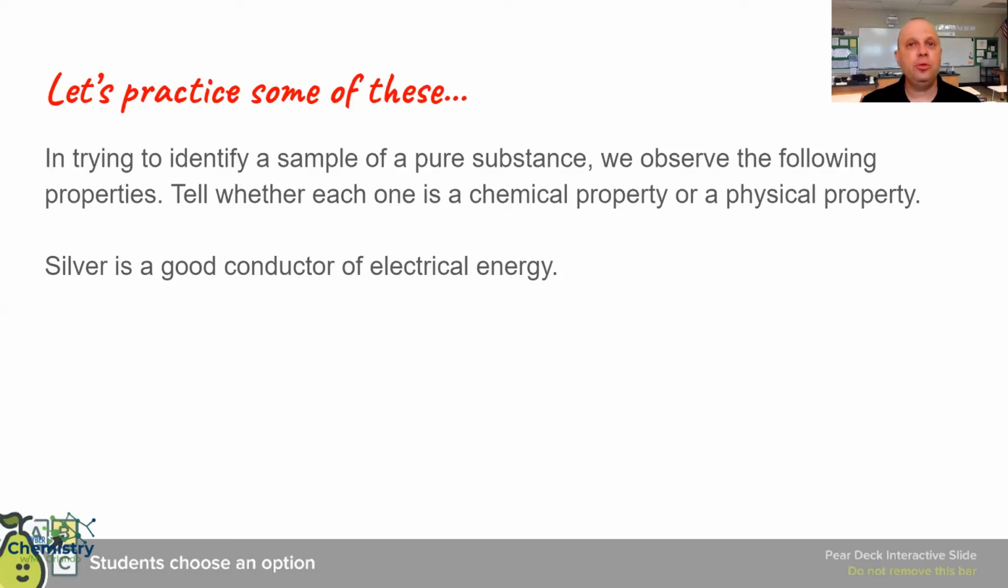So you don't have to think too long about this to realize that if silver is a good conductor of electrical energy and copper is a good conductor of electrical energy, and they're used in wiring in your houses, my guess is that that has to be a physical property. It's not going to be a chemical property because the first time you turned on a light bulb or the toaster, if that copper changed into something else, that wouldn't be really beneficial to us. So the fact that silver or copper is a good conductor of electrical energy, that's going to be a physical property.